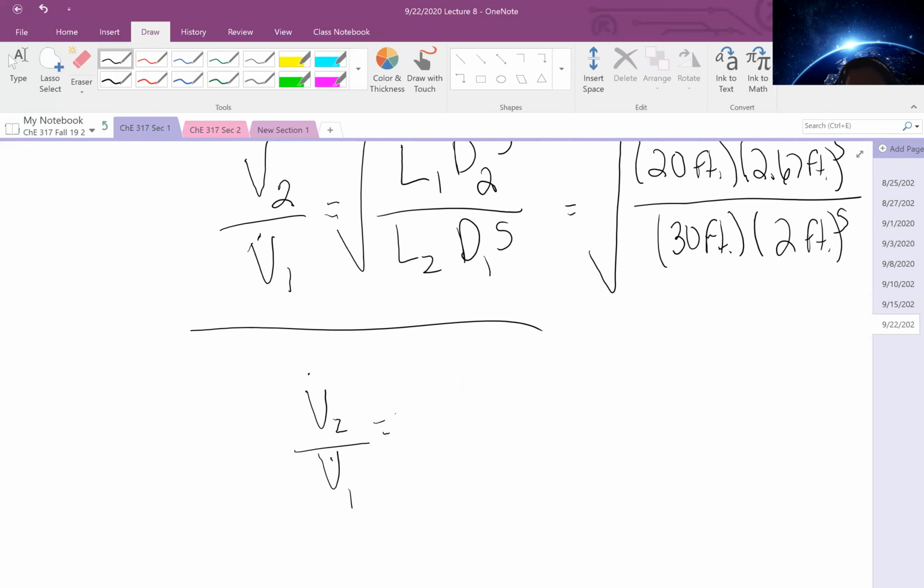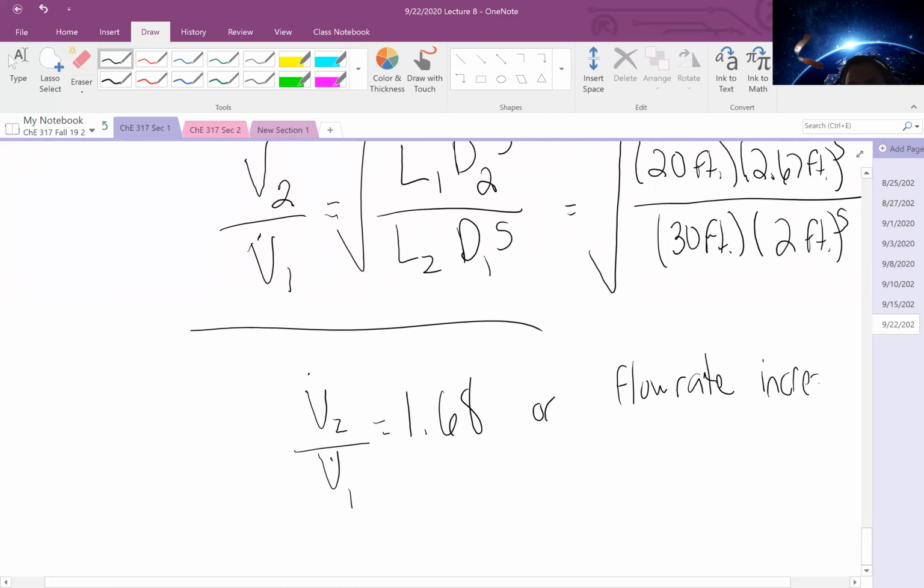Let's see what I get. I should get approximately 1.68, or my flow rate increases by 68%.